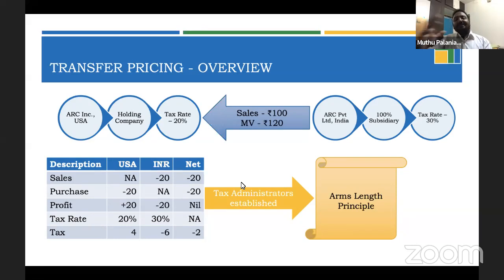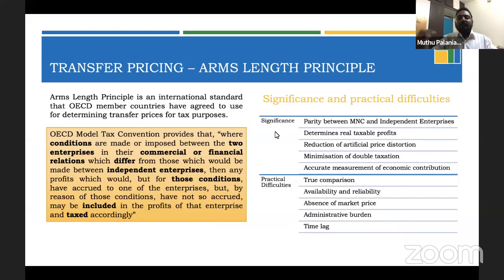So now tax administrators across the globe have established a principle called the arm's length principle to determine what should have been the actual transaction if there is no control between these two entities. So identifying this market value is called the arm's length principle. So we'll understand what exactly is the arm's length principle. Arm's length principle has been defined by an organization called OECD. OECD refers to the Organization for Economic Cooperation and Development.